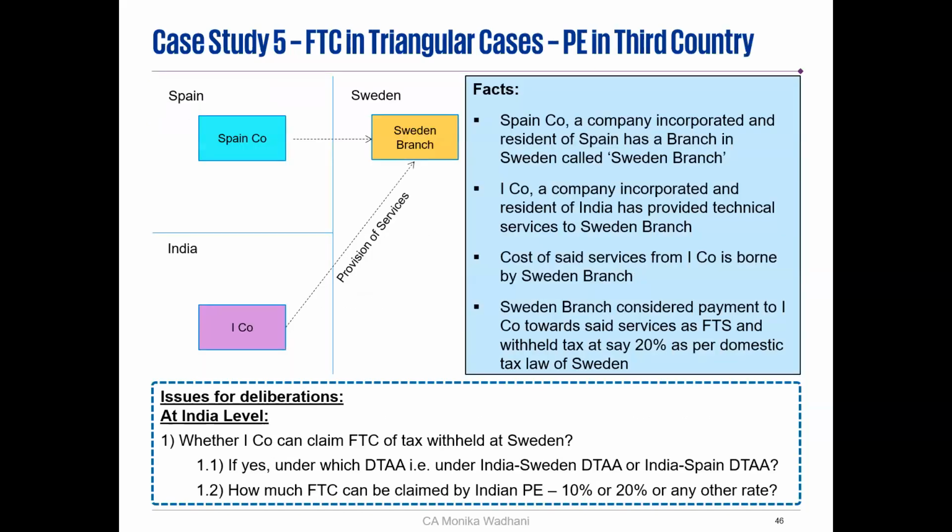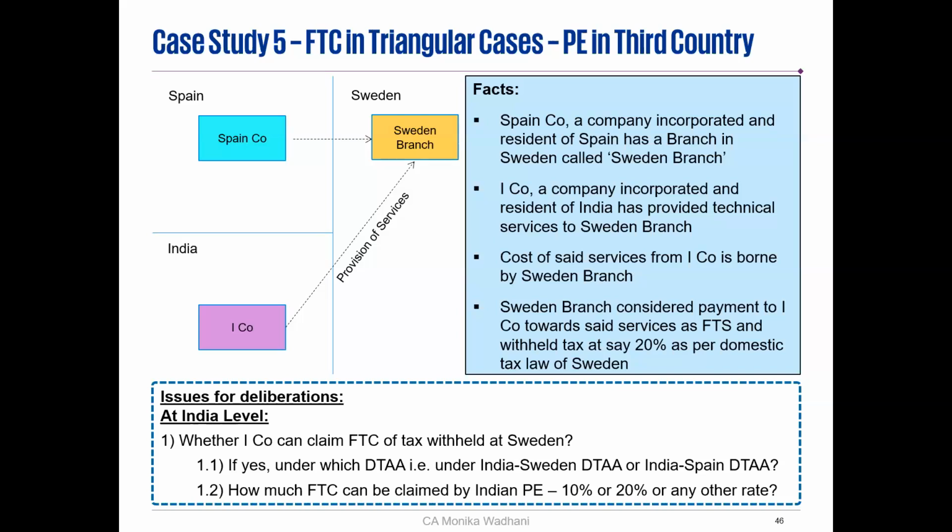So we can take another case study, which is also on a triangular case, but on a different footing. In the earlier case, there was a PE in India. In this case, there is a PE outside India. In that case, whether you are eligible for which treaty access, that is the point which I wanted to drive over here.